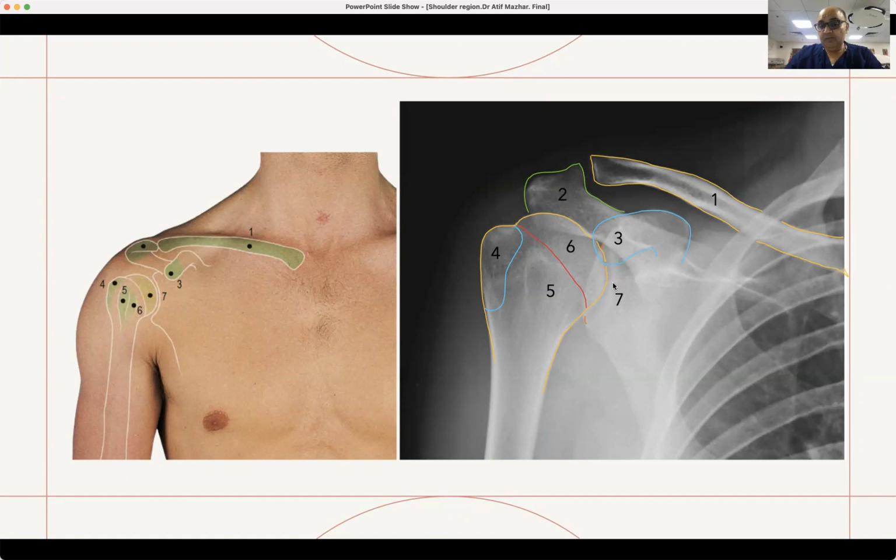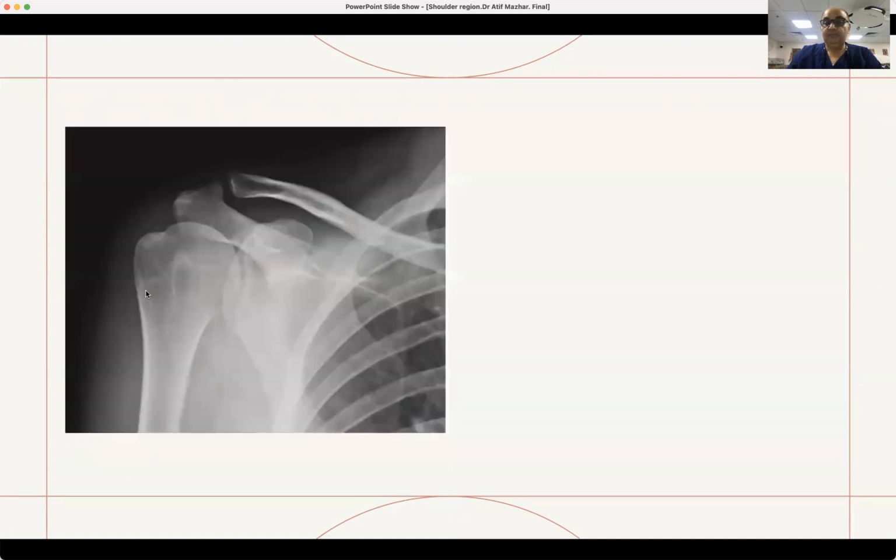Now, what is this number 7? This number 7, if you can see this underline, is the glenoid cavity or glenoid fossa. You can see here the head of the humerus and this glenoid cavity make a joint, and this joint is the glenohumeral or shoulder joint. It's an example of a multi-axial joint.